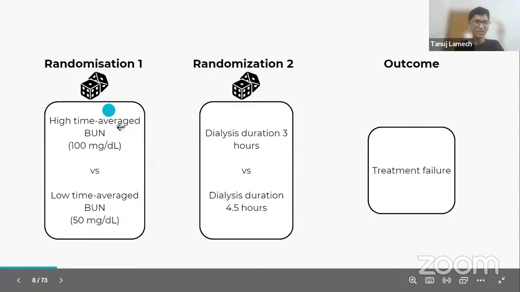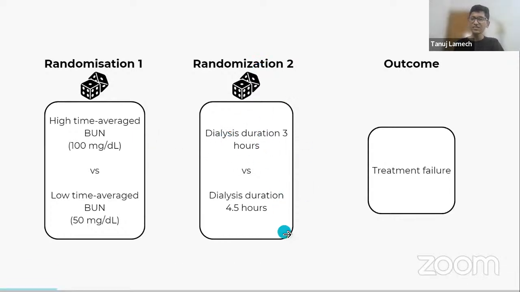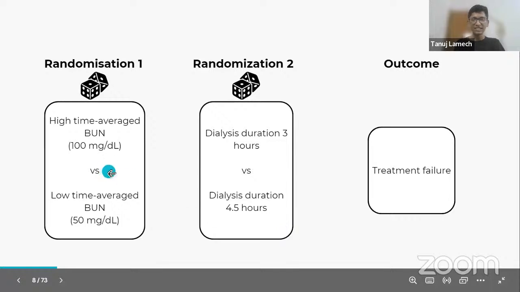In the NCDS, what they did was the first randomization was either a high average BUN of 100 versus a low average BUN of 50. So you got either dialysis targeting a BUN of 100 versus dialysis targeting a BUN of 50. Second thing is you achieve this target by getting dialysis either for 3 hours or for 4.5 hours. So basically now there are 4 groups.